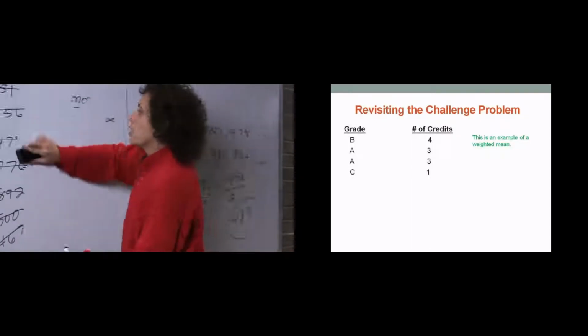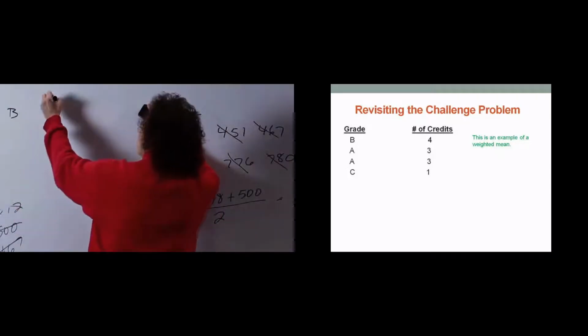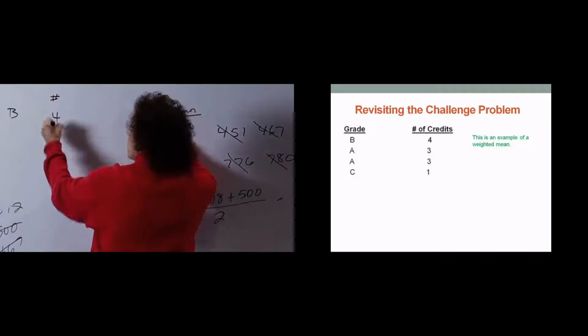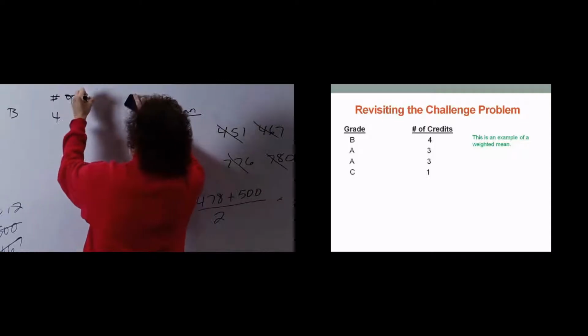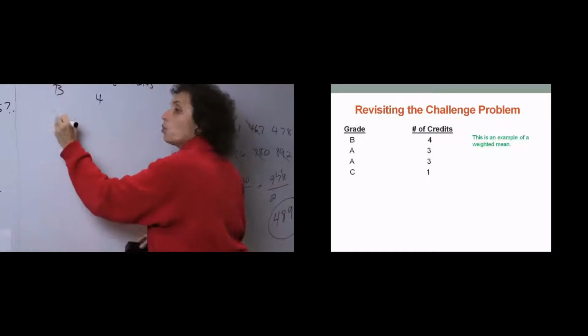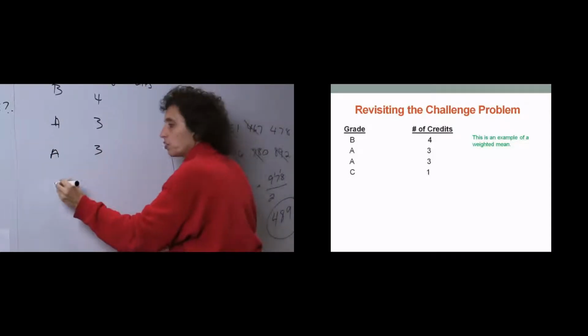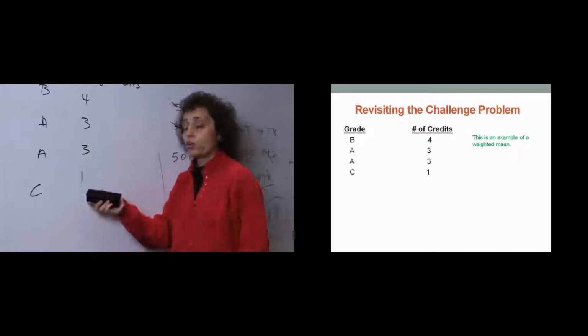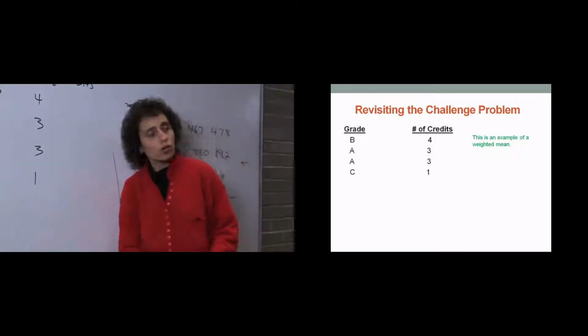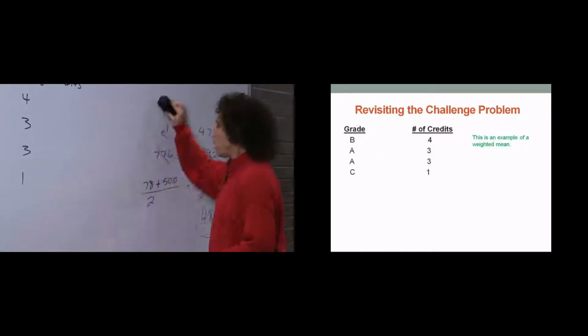Here we go. You got a B in some course, and that was worth 4 credits. Okay, number of credits. You got an A in some course, and that was worth 3 credits, and an A in another course, and that was worth 3 credits, and you got a C. I'm so sorry, but it was only worth 1 credit. That's good that your C was in the 1 credit course. We'll talk about this. Your GPA is really a weighted mean.